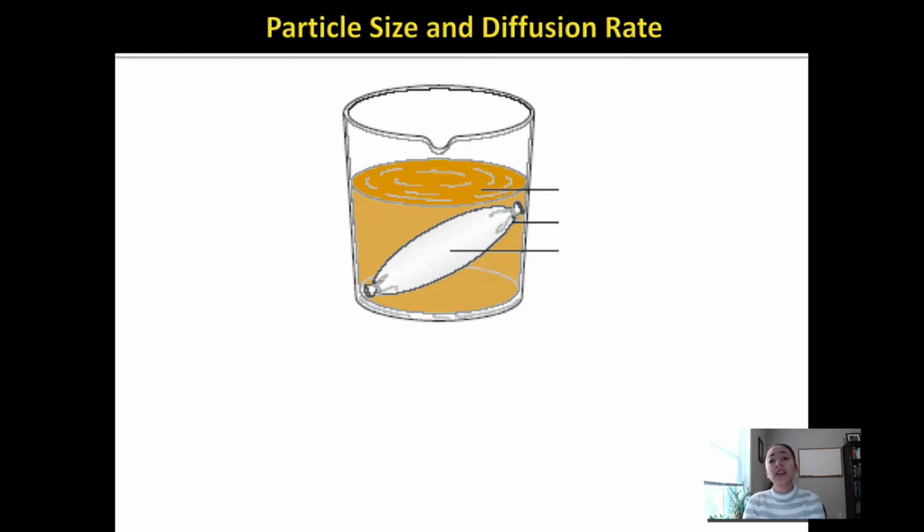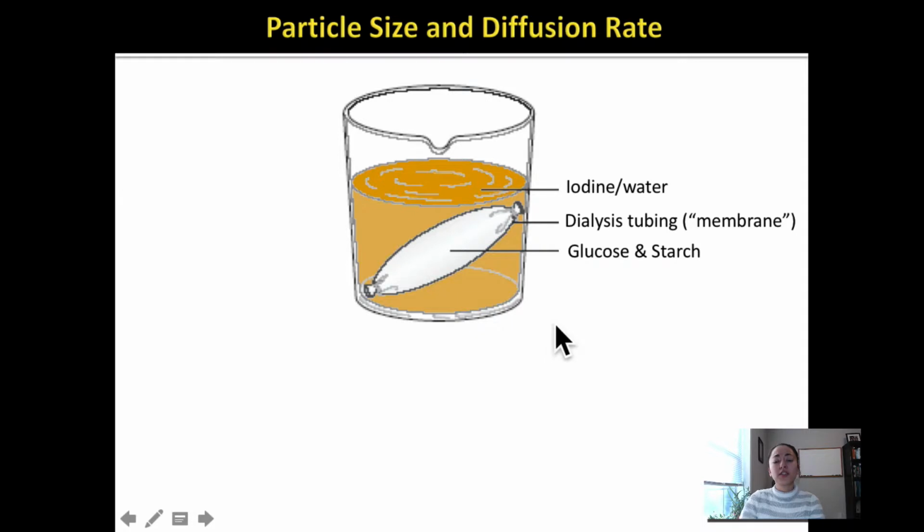In order to simulate a cell membrane, you will be using a dialysis tube. Dialysis tubing is similar to the cell membrane in that it has tiny little pores throughout the membrane, and it's selectively permeable, which means some things can go through the membrane and other things cannot. You will be filling this dialysis tube with a solution that contains both glucose and starch. And surrounding the dialysis tube within the beaker will be a solution containing iodine and water.